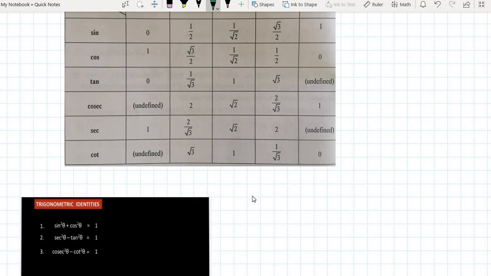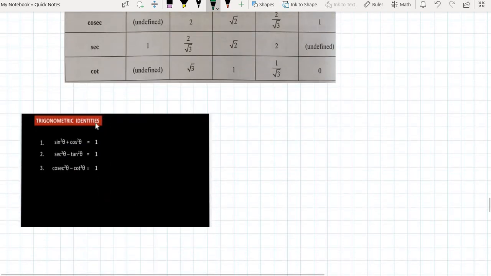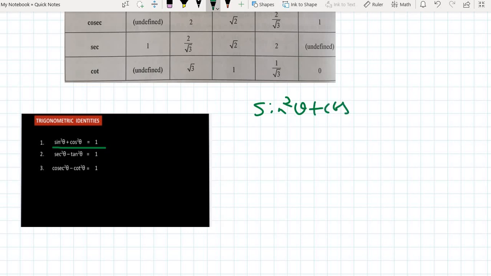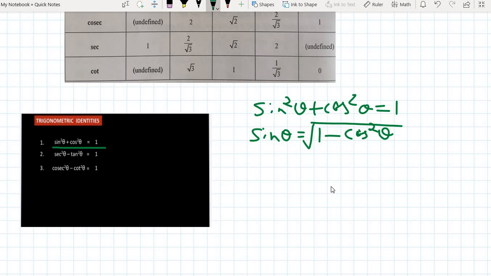After that, you have studied three trigonometric identities. First one, see, sine square theta plus cos square theta equal to 1. Listen to me, sine square theta plus cos square theta is equal to 1. If you want to convert this to sine theta, first you have to shift this. So that becomes sine square theta is equal to 1 minus cos square theta. So if you want to get the value of sine theta, take the root of this. So sine theta is root of 1 minus cos square theta. Next consider if you want cos theta value. So cos theta is root of 1 minus sine square theta.